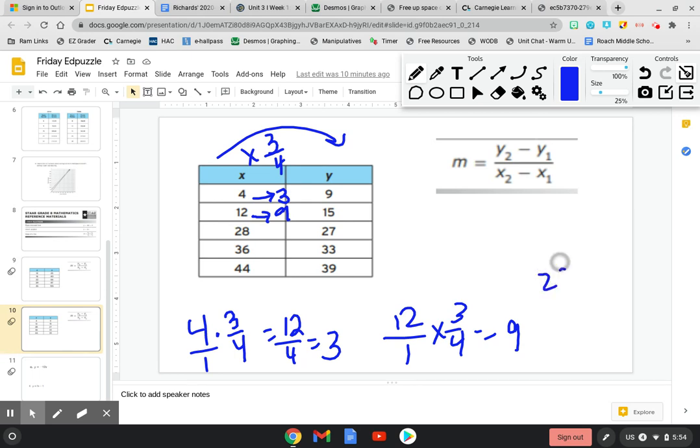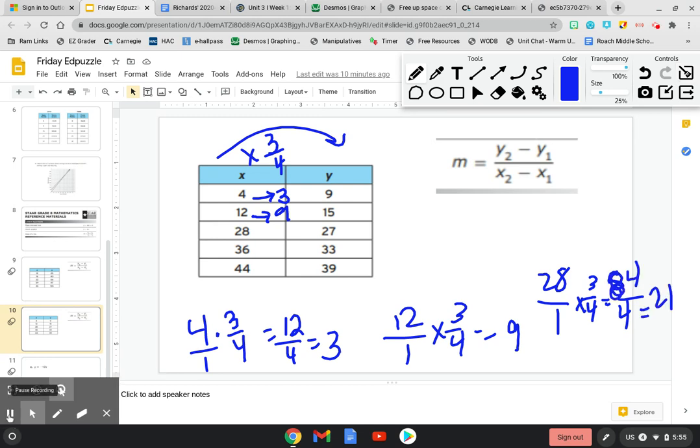The next one, 28 over 1 times 3/4. I'm showing you this for a reason, I promise. So when I multiply that, I would get 21. Here is what I want you to notice, because if I do all of these, this one would be 33 and this one would be 27. All of the numbers that you get after you multiply by 3/4 are 6 away. 3 plus 6 is 9. 9 plus 6 is 15. 21 plus 6 is 27. Guys, you are multiplying by 3/4, but then you have to add 6 more to get to your answer.